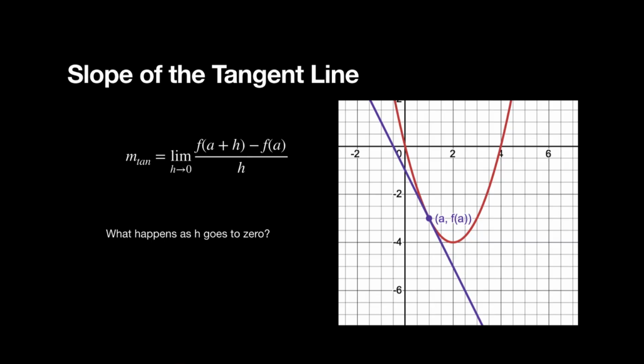So mathematically, that means if I want to find the slope of the tangent line, or my instantaneous rate of change, I can take my average rate of change formula, f of a plus h minus f of a divided by h, and I'm going to take the limit of that as h goes to 0. And this is the limit definition of our slope of the tangent line.